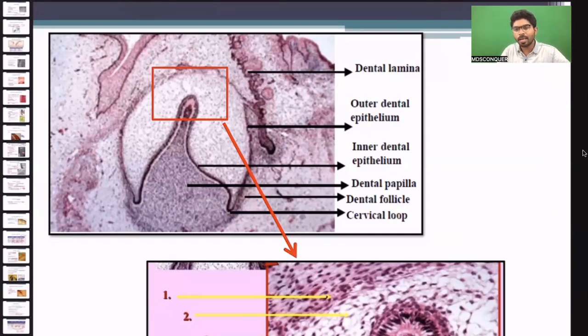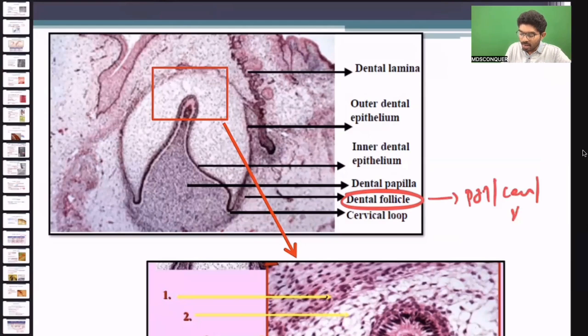Dental lamina, outer enamel epithelium. The inner one is inner enamel epithelium. The projecting one is called dental papilla, which is going to give rise to your dentin and pulp. And the surrounding one is the dental follicle, which is going to surround the tooth. That is your periodontal ligament, cementum, and alveolar bone.